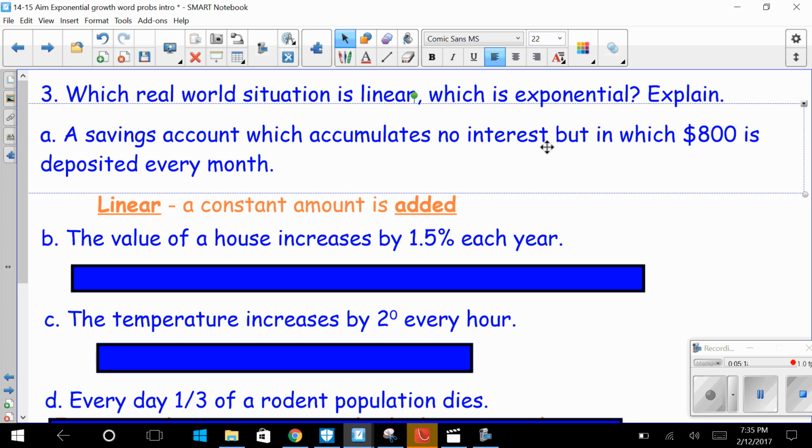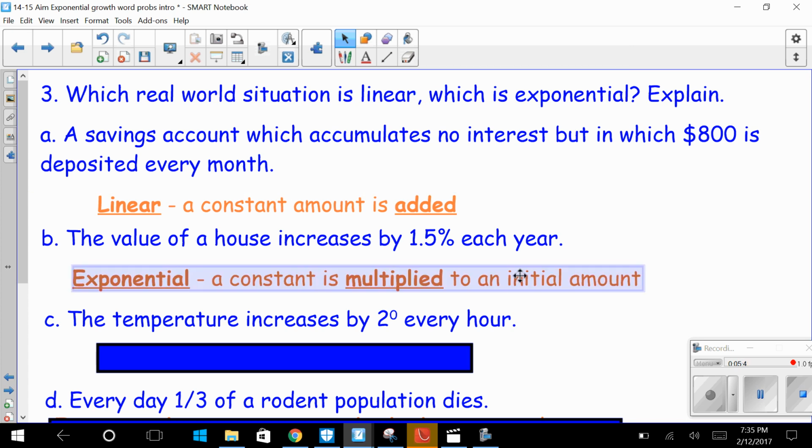Okay. So now part B, the value of a house increases by 1.5% each year. So what that means is that whatever the house is worth now, next year is going to be 1.5% times what it was worth. And then the year after that, 1.5% times what it was worth the previous year. So here you're multiplying, so this is going to be an exponential equation. Okay, so as long as you remember those things and keep them separate: if you keep adding the same amount, it's an arithmetic sequence, a linear equation. If you're multiplying by the same amount, it's an exponential equation or a geometric sequence, depending which one you're talking about.